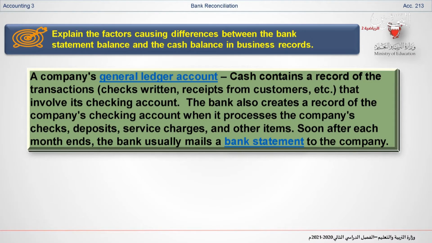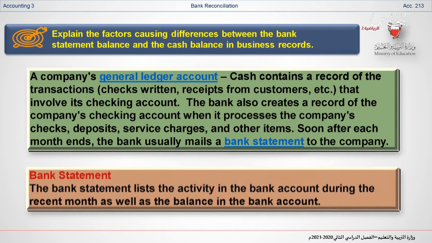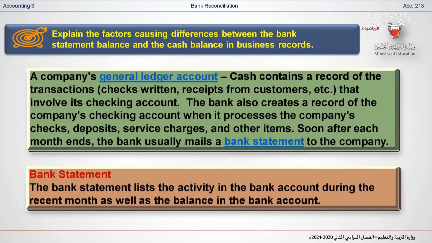From the bank side, the bank will record the company's accounting transactions, typically for 1 month, and prepare a bank statement which lists all activities in the bank account during the recent month, as well as the balance in the bank account. For the company to safeguard its cash asset, a company should establish internal controls over its cash.